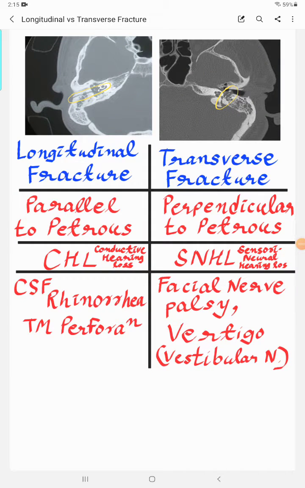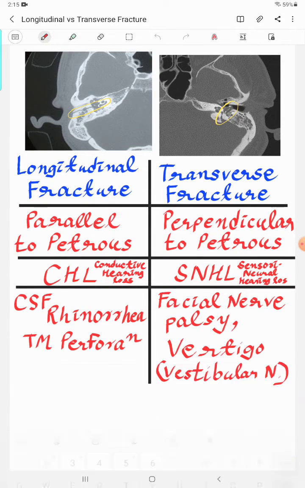So today we are going to discuss fracture of temporal bone, which includes longitudinal and transverse fractures. So these longitudinal fractures are the more common variety. So let's see about that.